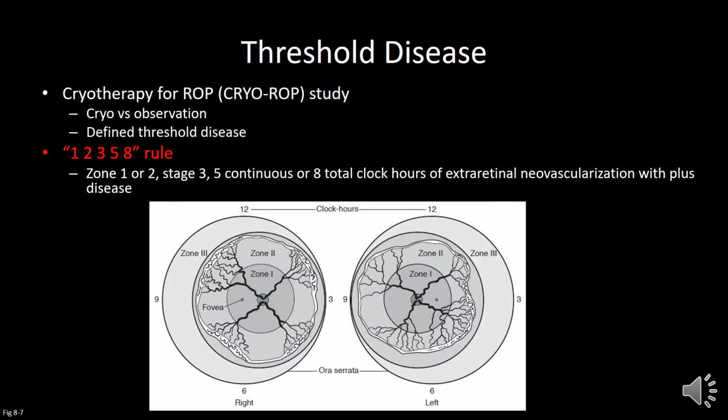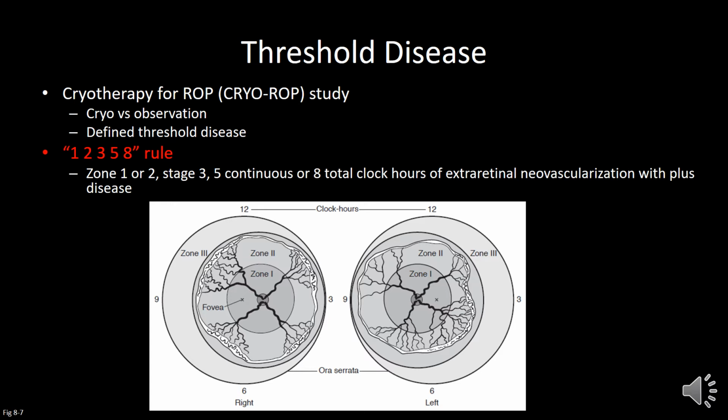The cryotherapy for retinopathy of prematurity trial, or CRYO-ROP, studied the efficacy of cryotherapy versus observation and defined threshold disease. The definition of threshold disease can be memorized by using the 1, 2, 3, 5, 8 rule. That is, ROP in zones 1 or 2 with stage 3 disease and 5 continuous or 8 total clock hours of extraretinal neovascularization with plus disease meets the criteria for threshold disease.